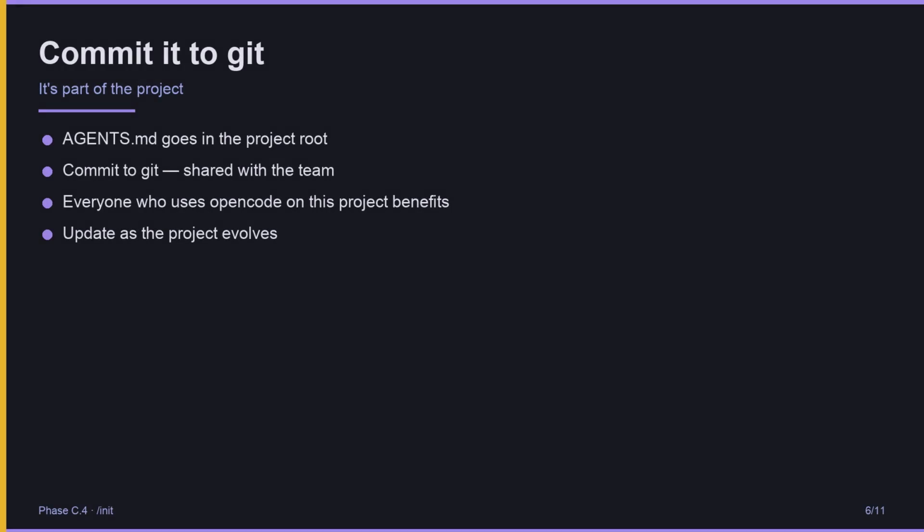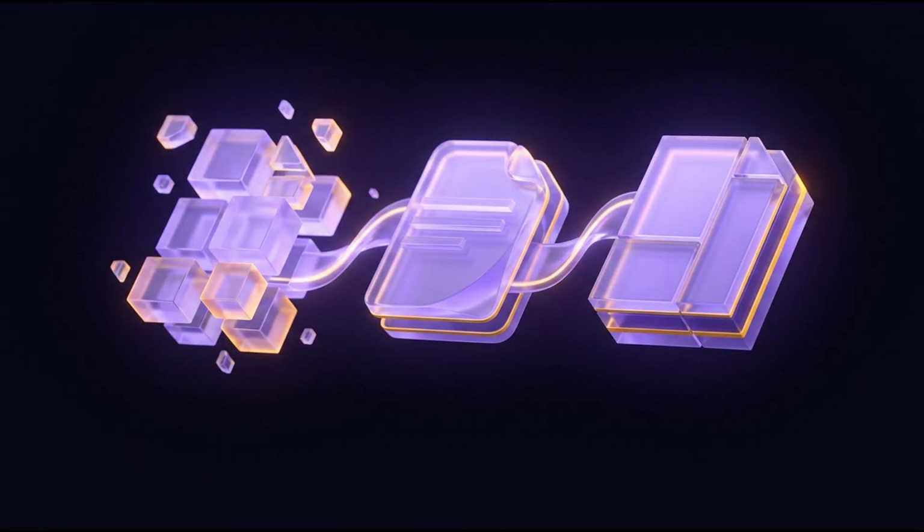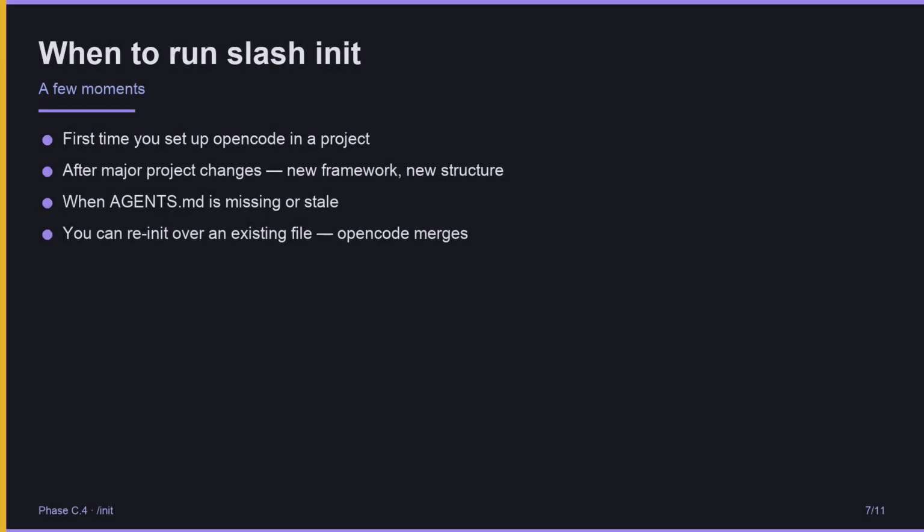Commit it to Git. Agents.md goes in the project root, alongside README. Commit it, it's part of the project, shared with the team. Everyone who uses OpenCode on this project benefits from the same context. Update the file as the project evolves: new conventions, new structure, new rules. Treat it as living documentation. Drafted by OpenCode. Refined by you. Committed for everyone.